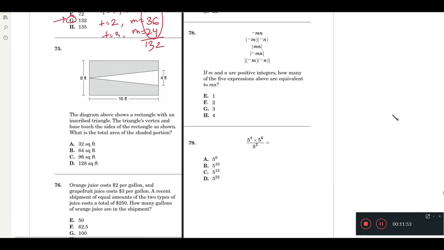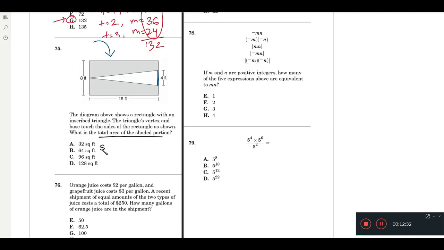75. Now the diagram above shows a rectangle with an inscribed triangle. You guys see the triangle inscribed inside the rectangle? Now the triangle's vertex and base touch the sides of the rectangle. The vertex is just one point here, the point opposite from the base. It's not important info. Now, what is the total area of the shaded region?